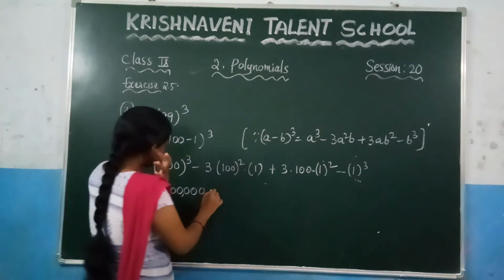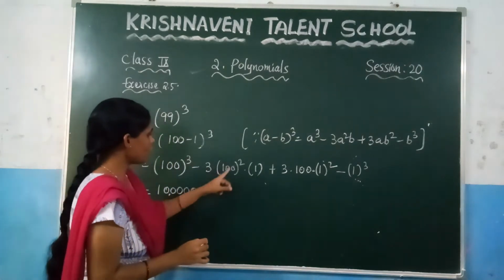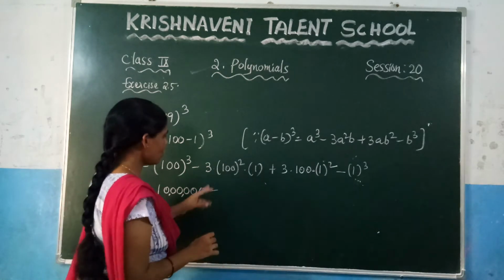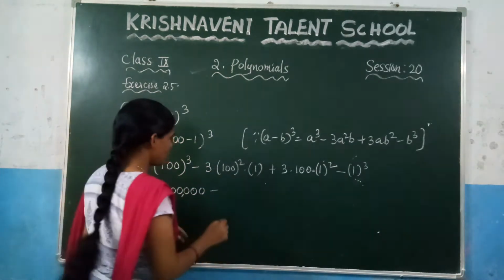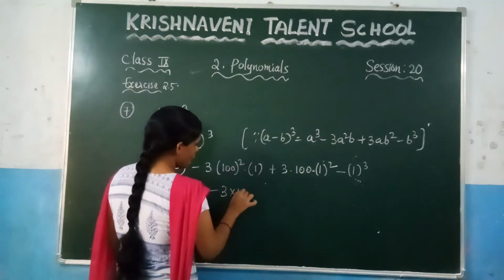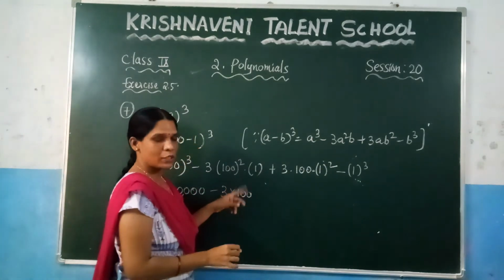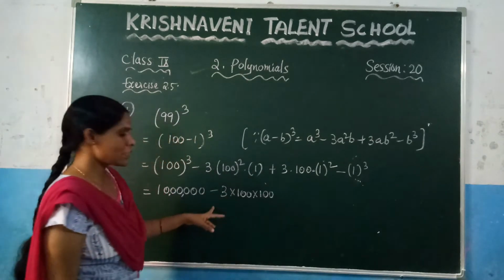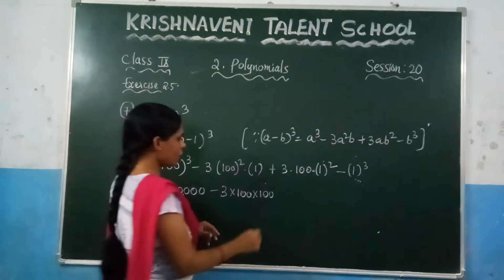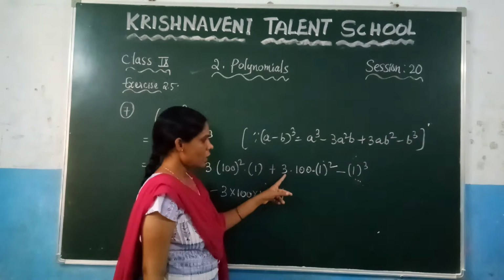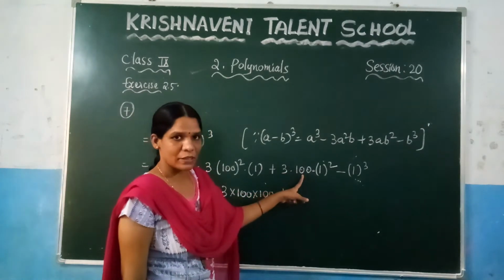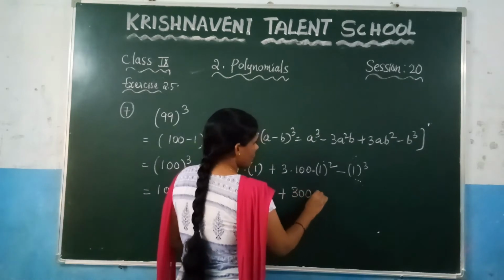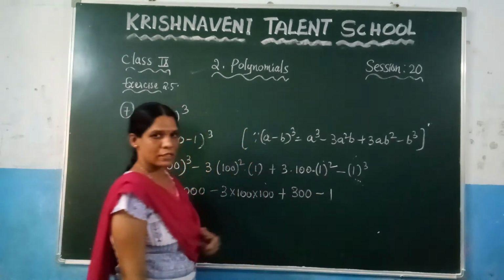After that, minus 3 into 100 square. What is the value of 100 square? 100 into 100. So 3 into 100 into 100, into 1, there is no need to write that. Then plus 3 into 100, which is 300 into 1, which again gives you 300, minus the value of 1 cube, which is 1.